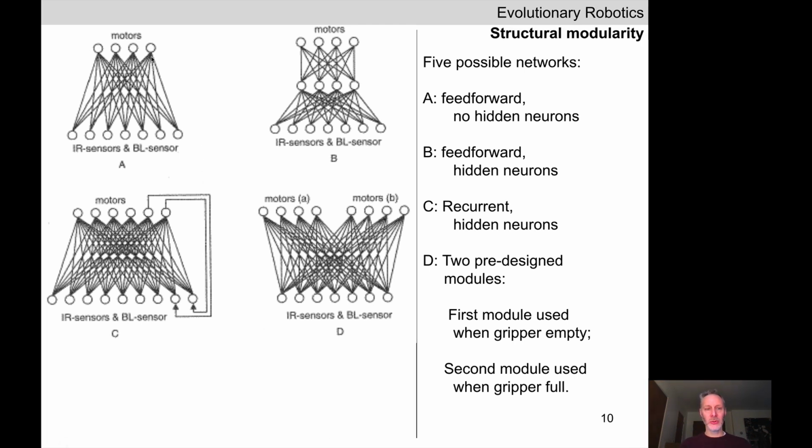Okay, so just to review, in neural brain A, no modularity, no hidden neurons. Neural brains of type B, we've got hidden neurons, no modularity. Over here, we have memory and hidden neurons in brain C, but no modularity. And in brain type D, there is human-enforced modularity.